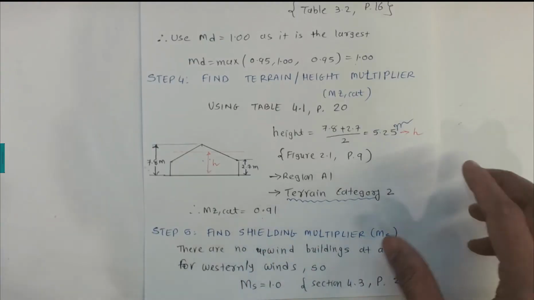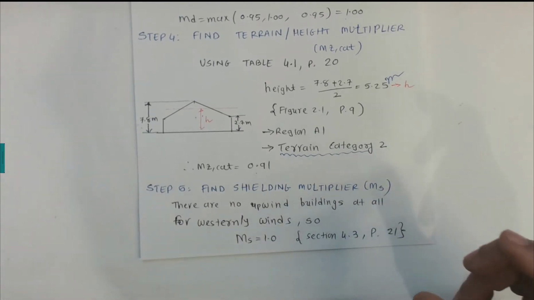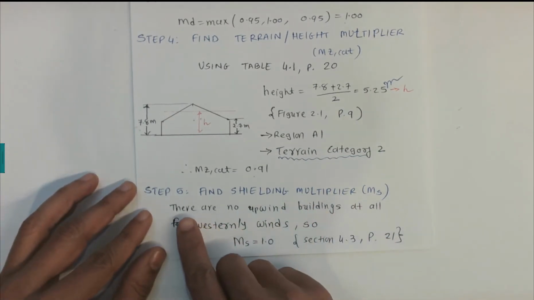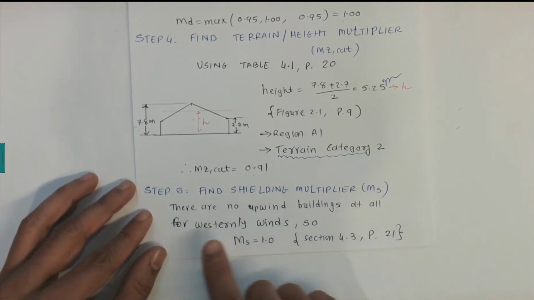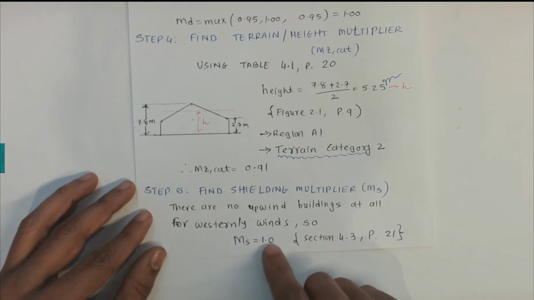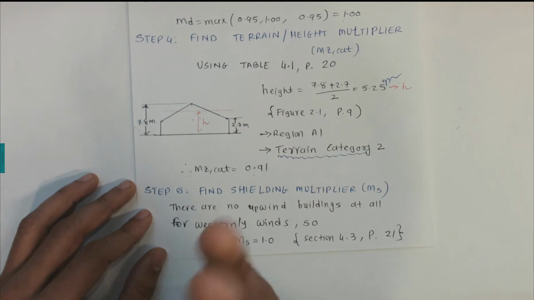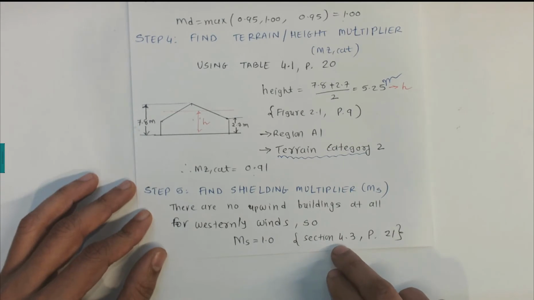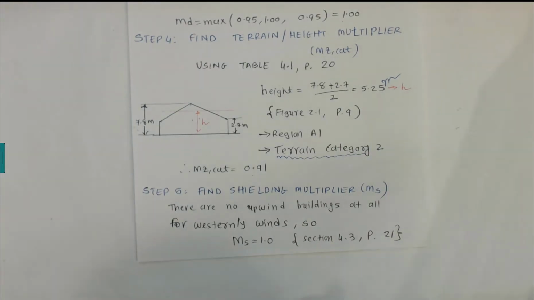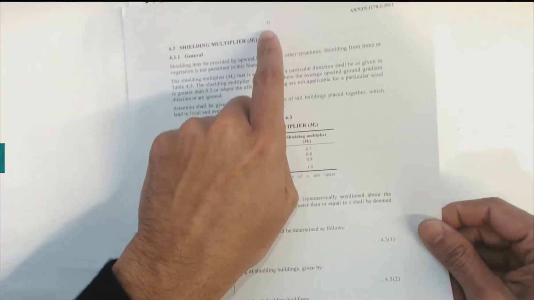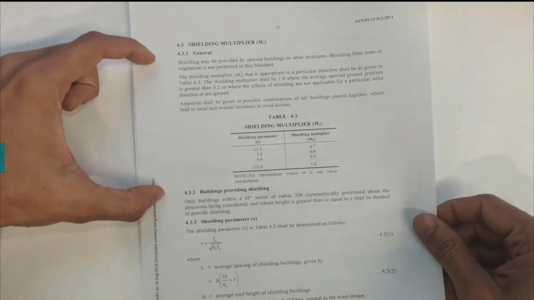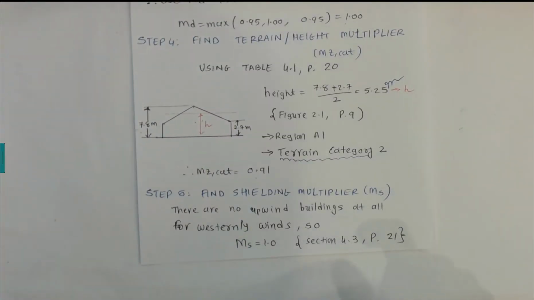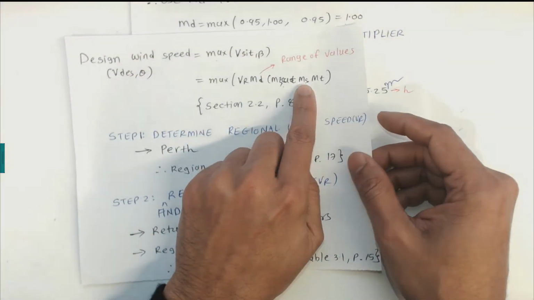For finding the shielding multiplier Ms, which is the next parameter to calculate the design wind speed: in the question it says that there are no upwind buildings at all for westerly winds, so Ms equals 1.0. There are no shielding buildings in front of this church building, therefore Ms equals 1. If you need more information, you can find it in section 4.3 on page number 21, which provides some information about the shielding multiplier Ms.